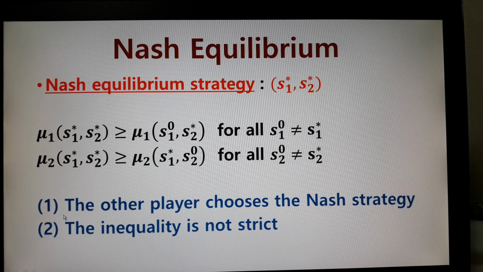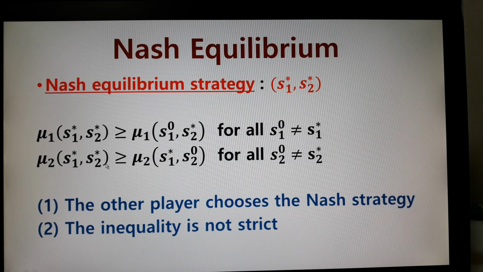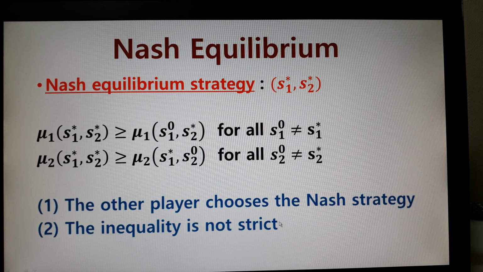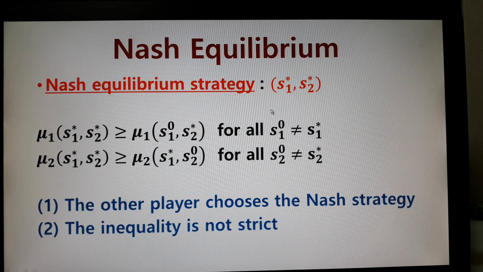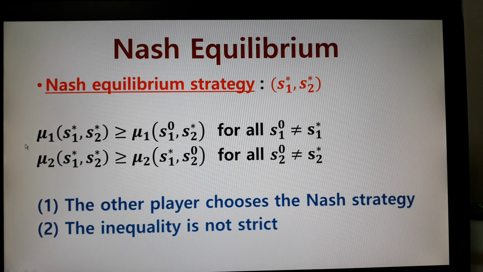So once again, the idea is the other players keep playing the Nash Equilibrium strategy, and only you change from S1 star to S1 prime. Then the payoff does not increase. It's decrease or same. Then we call S1 star, S2 star the Nash Equilibrium strategy. Once again, this inequality is not strictly bigger, but bigger than or equal to. That is the key point here. So this is the formal definition of Nash Equilibrium. Once you begin to play S1 star, S2 star, and getting payoff mu 1, mu 2, you will not change.